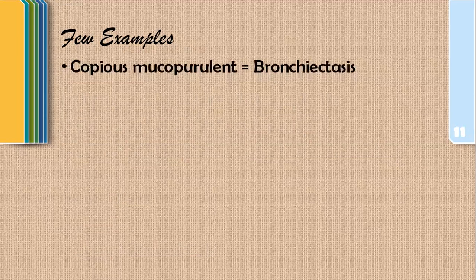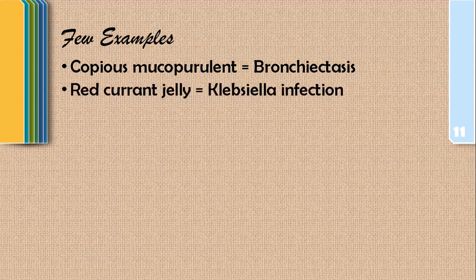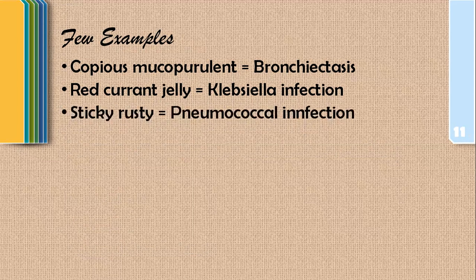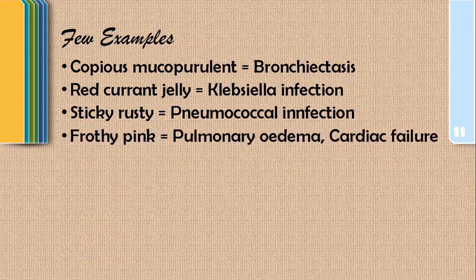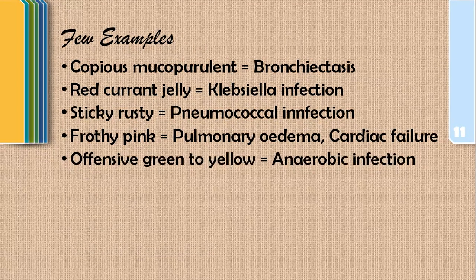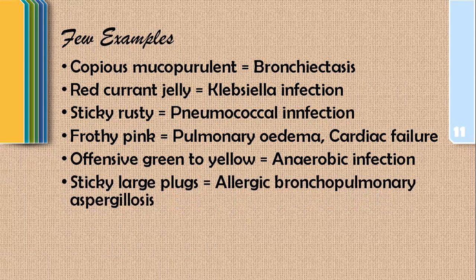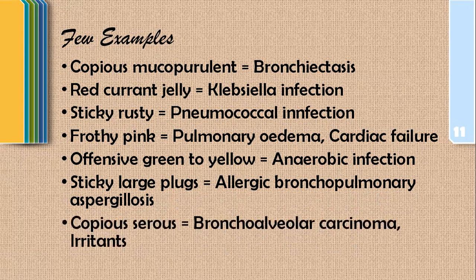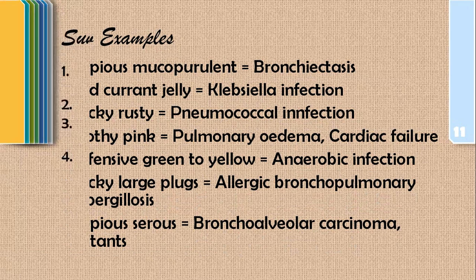If the sputum is copious and mucopurulent, then we consider bronchiectasis. If it is red currant jelly in appearance, then we consider Klebsiella infection. If it is sticky and rusty in color, then we consider pneumococcal infection. If it is frothy and pink, we consider pulmonary edema or cardiac failure. If it is offensive and greenish to yellowish in color, then we consider anaerobic infection. If it is sticky with large plugs, we have to consider allergic bronchopulmonary aspergillosis. And if it is copious and serous, then we consider bronchoalveolar carcinoma or any kind of irritants.